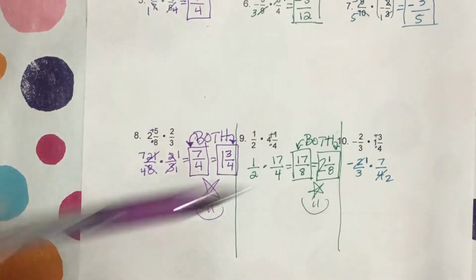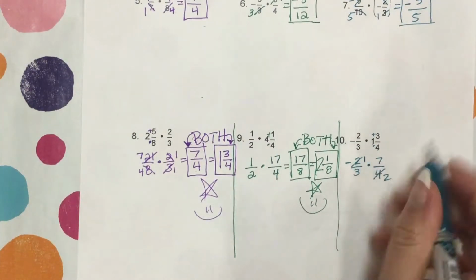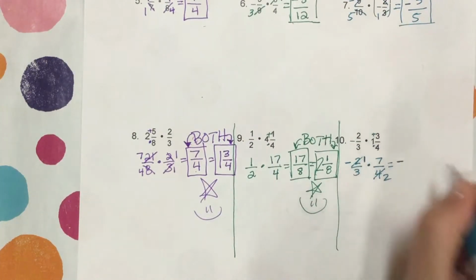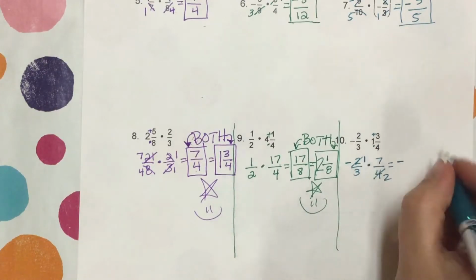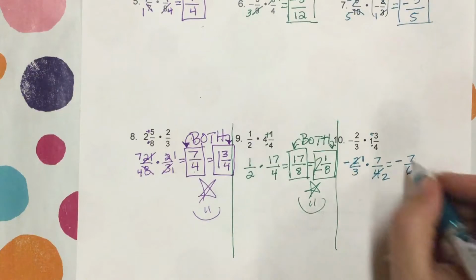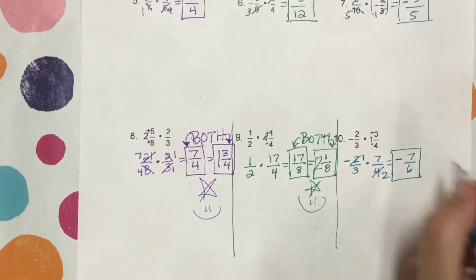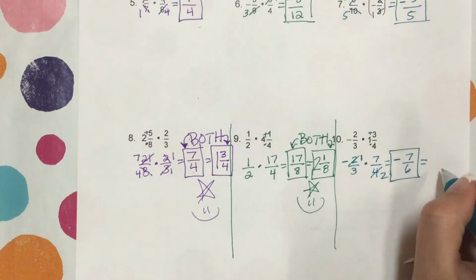So now we multiply across. So we have a negative number times a positive, which means our answer is going to be negative. 1 times 7 is 7, and 3 times 2 is 6. So there you go. We have our answer right there, -7/6. That's in simplest form, but it's an improper fraction, so we can also write it as a mixed number.